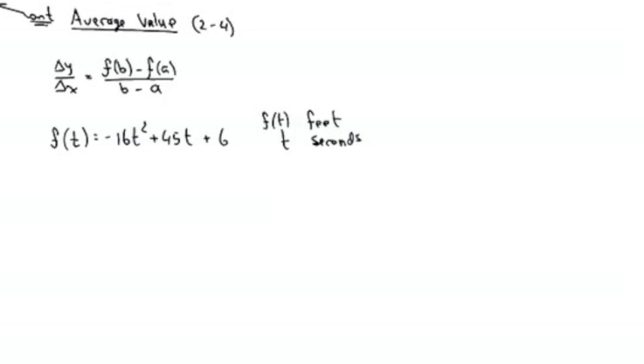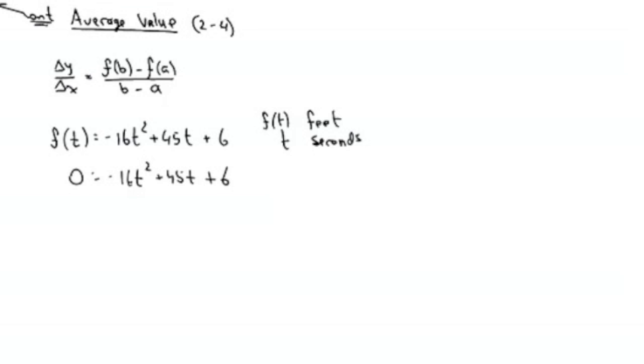So how do I find out when it hits the ground? Well, t is how long it's in the air, and this whole expression represents how high off the ground it is. So when it's on the ground, how high off the ground is it? 0. So you set this side equal to 0, and you get negative 16t squared plus 45t plus 6. And you have to solve this equation. Hopefully we have a calculator, because otherwise this is not going to work out really nice.